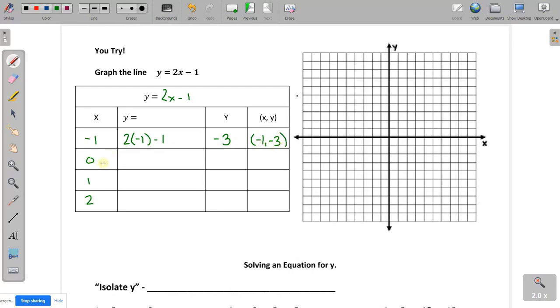Now substitute in 0. 2 times x, but x is 0, minus 1. 2 times 0 is 0, minus 1 is -1. So we have the point 0, -1.